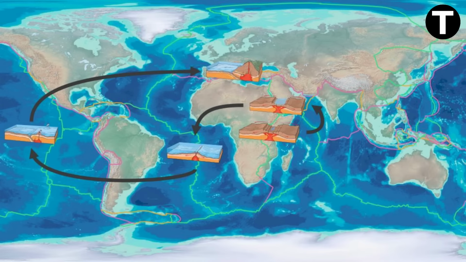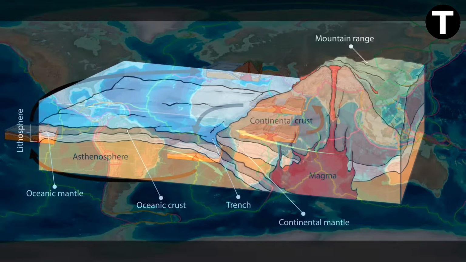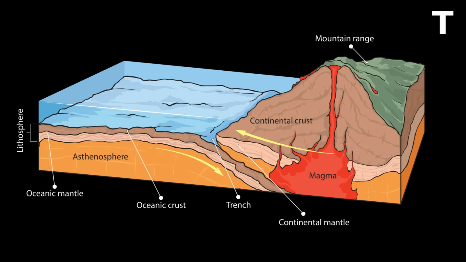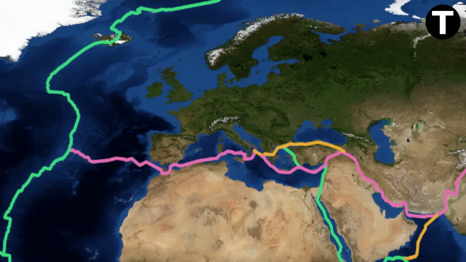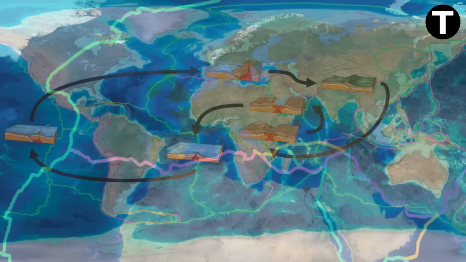Now, let's move on to Phase 5, known as the terminal stage. During this phase, the basin continues to shrink, ultimately resulting in the closure of the basin and the formation of young mountains. Today, the Mediterranean Sea is an example of the terminal stage of the Wilson cycle.